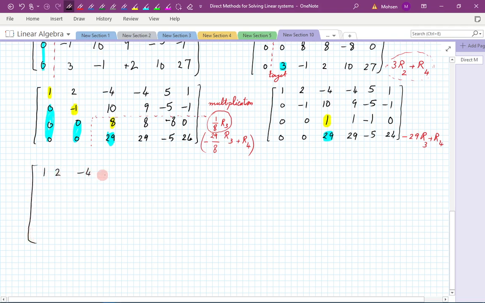1, 2, minus 4, 5, 1, 0, minus 1, 10, 9, minus 5, minus 1. This was 0, 0, 1, 1, minus 1, 0, and 29 times that becomes 0, 0, this becomes 0, this becomes 0 again, and now we have another accidental 0 here, and this becomes 24. Is that right? This becomes 24, and well, this was already 24.